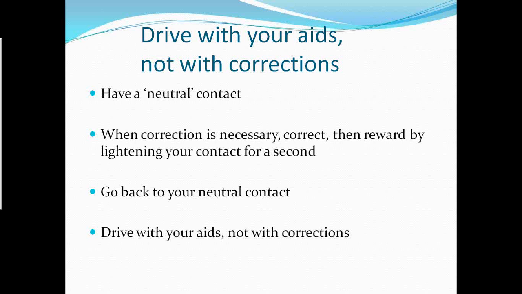Often I see somebody who thinks their horse needs a half halt, so they take 5 pounds of weight in each rein to do a half halt. And then they stay there. They never lighten, or they lighten back to 4 pounds, but that's not their neutral contact. They're driving defensively and not giving the horse an opportunity to relax and go back to that neutral contact.